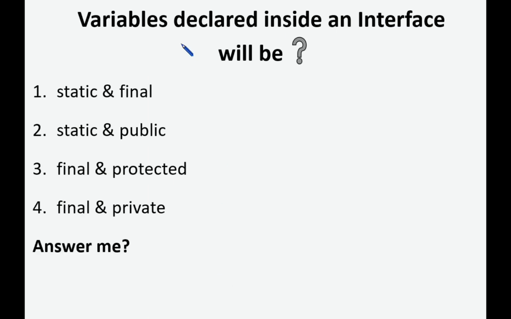So variables which are declared inside an interface will be what? Option 1 is static final. Option 2 is static and public. Option 3 is final and protected. The fourth option is final and private. So what is the correct answer? Static and final. Yes. Whenever we are declaring a variable inside an interface, by default it will be considered as a static and final variable.